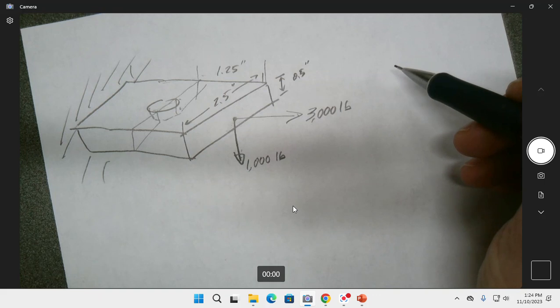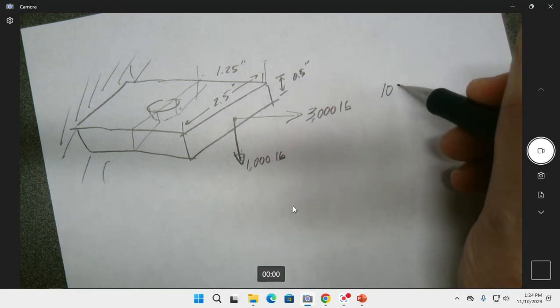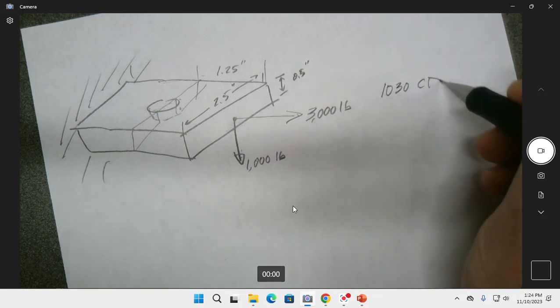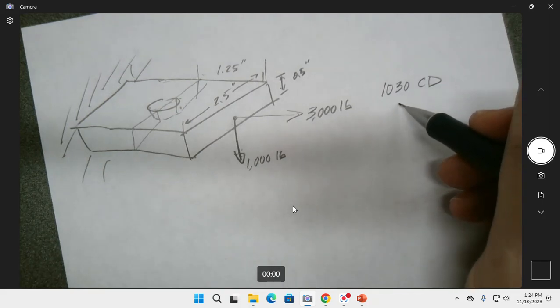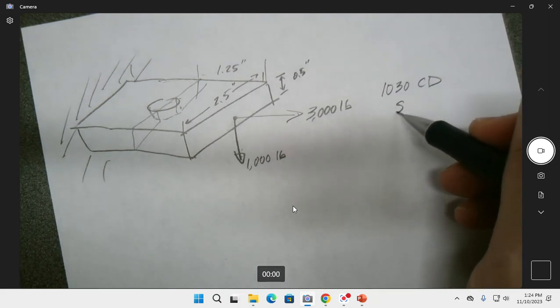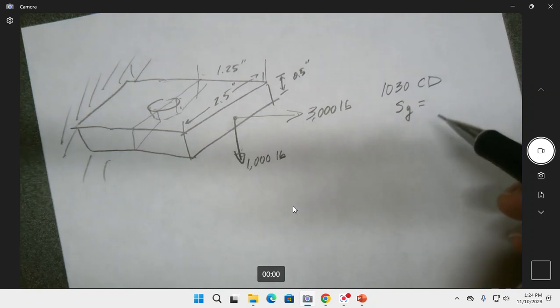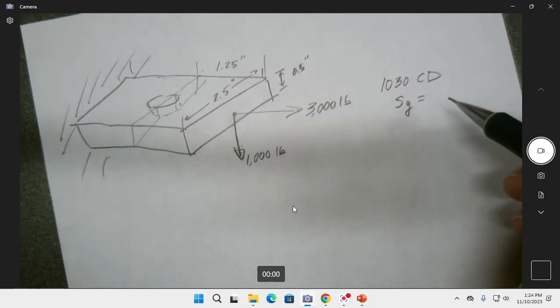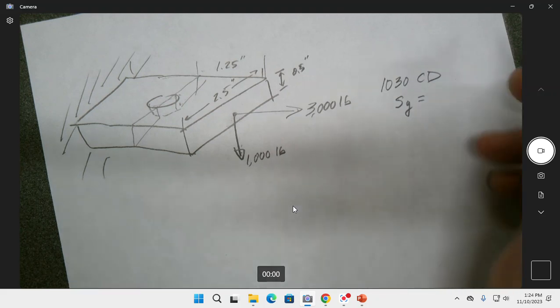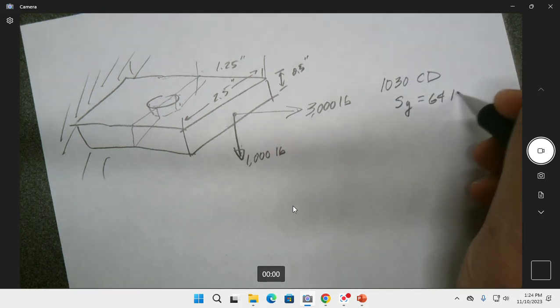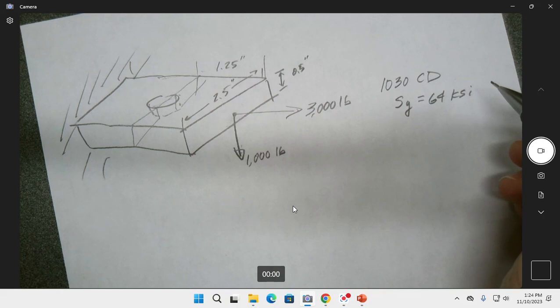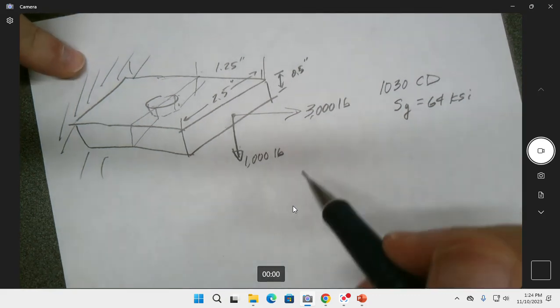I just randomly looked and saw that we were going to go 1030 cold drawn steel because we needed to pick something, and so therefore we're saying it's ductile, and so the yield strength of this thing in U.S. units is 64 KSI. Why? Just because. All right.